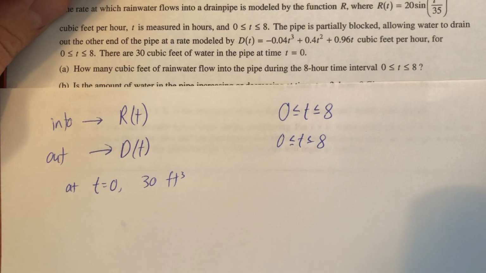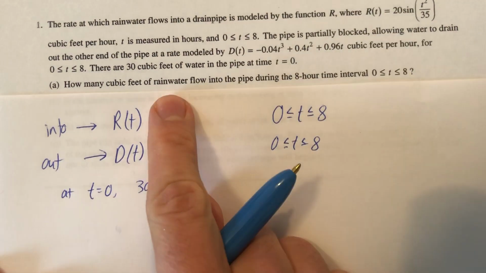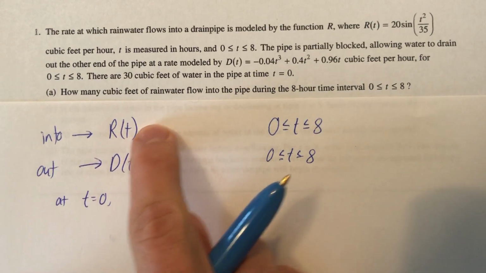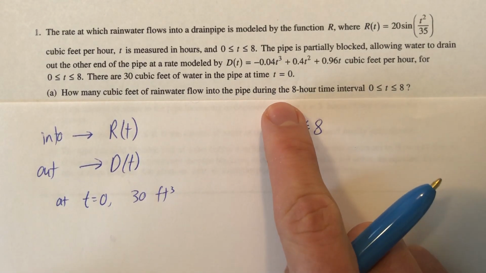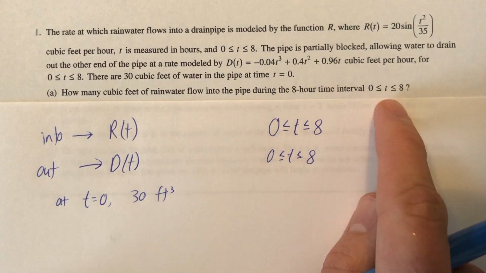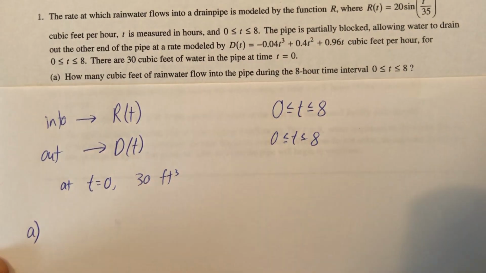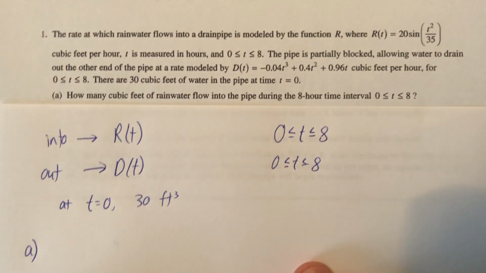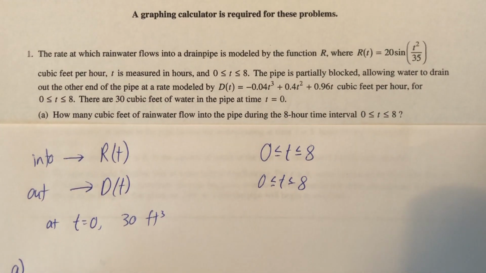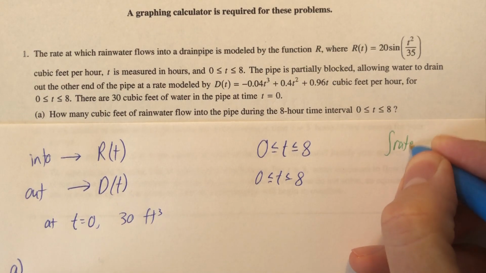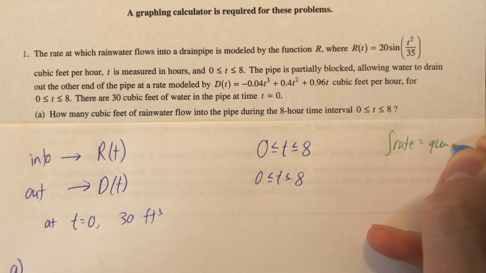So let's go ahead and start answering the question. How many cubic feet of rainwater flow into the pipe? Okay, when they're talking about this one right here, R of T, flow into the pipe during the 8-hour time interval from 0 to 8. Well, if I want to know how much flows in, if I want to know the quantity, then I can integrate the rate. And we've talked about this before. If I take the integral of a rate, I get the quantity.